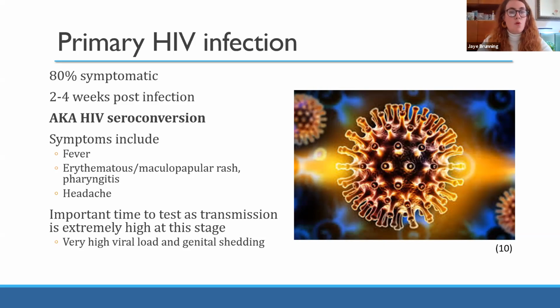And it's an important time to test, as transmission is extremely high at this stage. Patients have a very high viral load. The virus is kind of bursting through the immune system and trying to get around the body and do its thing, and to try and spread around the population, it's also causing shedding of the genital epithelium as well. So at this point, we would like to test these patients to catch them.